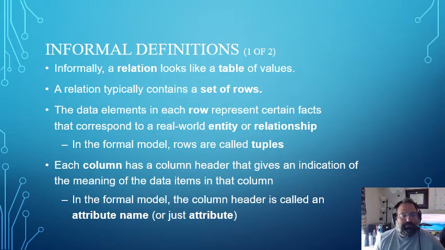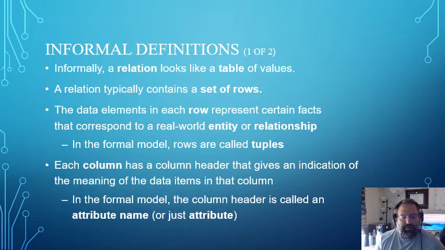Informal definitions. Informally, a relation looks like a table of values. A relation typically contains a set of rows. The data elements in each row represent certain facts that correspond to real-world entities or relationships. In the formal model, rows are called tuples. So when we talk about them in this context, rows become tuples.